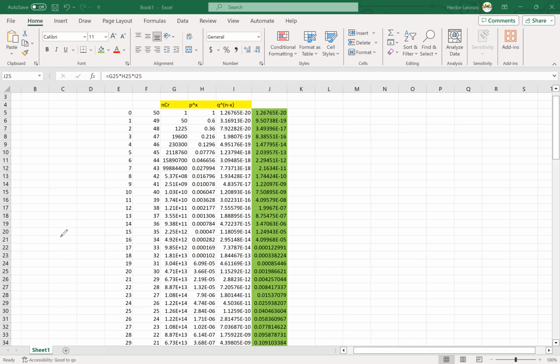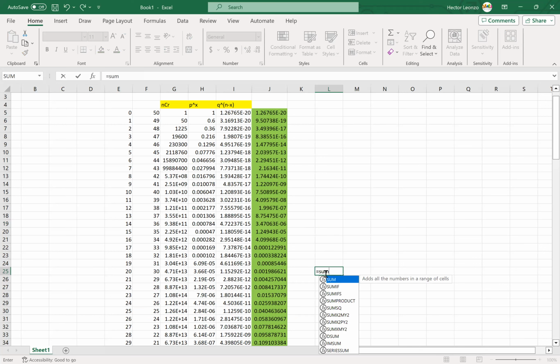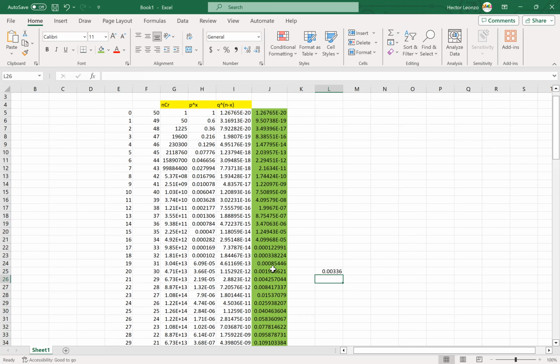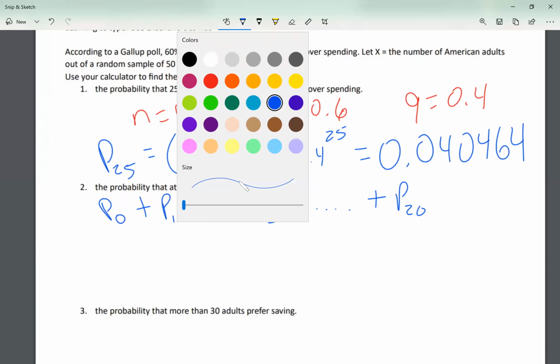Now, because again this is probability of 0, probability of 1, probability of 2, all the way down, for the up to 20, I'm going to go equals sum, because I'm asking the calculator to add, open parentheses, and let me highlight from 0 to 20. Let me close parentheses, and there you go, 0.00336. I told it to add from P0 all the way to P20. Let me go back to our notes. So here, I can answer this one now.